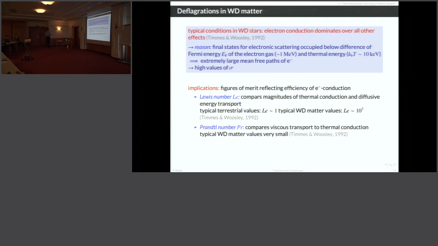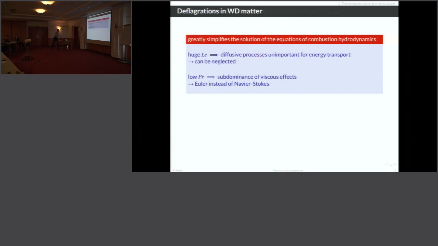Another dimensionless number that characterizes burning in white dwarfs is the Prandtl number. The Prandtl number compares viscous transport to thermal conduction. For typical white dwarf matter, one again finds that viscosity is low and thermal conduction due to electrons is very high. So these Prandtl numbers are very small, 10^-3 or something like that. So what's the consequence of that?